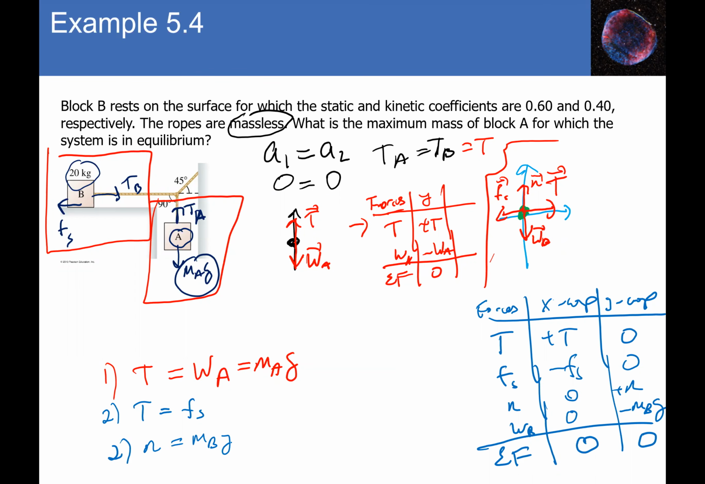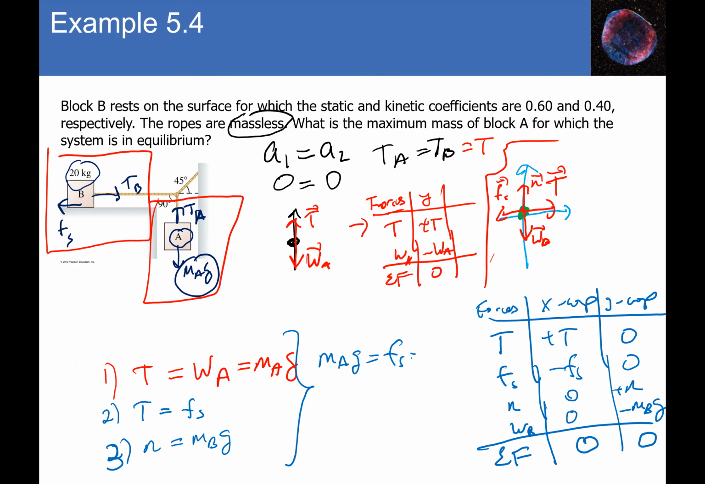Okay. And then equation 3: normal force minus MBG equals 0, so normal force equals MBG. Okay. Now, what I'm going to do here is combine all of those things together. Equation 1 tells me tension equals MA times G. Equation 2 tells me tension also equals F of S. That means MAG is equal to F of S.